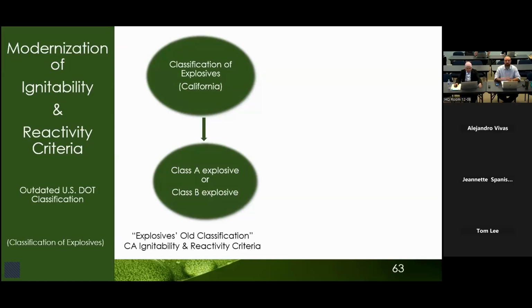For instance, California regulations include the classification systems as Class A explosives or Class B explosives. The terms Class A and Class B explosives came from the classification system for explosives used by US DOT before 1990s. Later, US DOT revised its classification system for explosives based on the United Nations recommendation on the transport of dangerous goods as a part of a final rule.